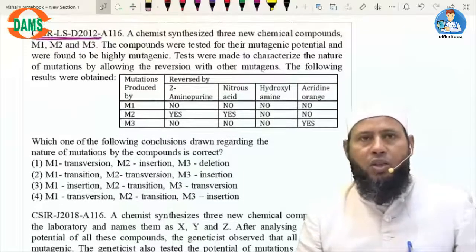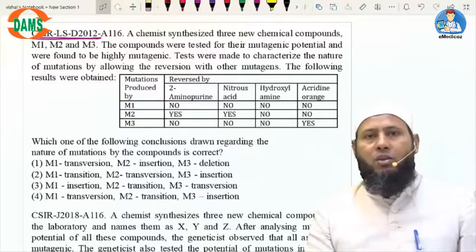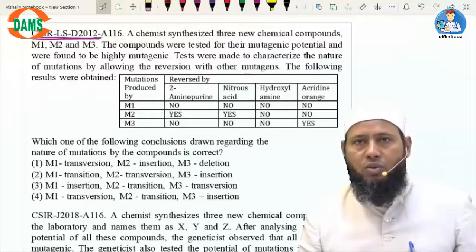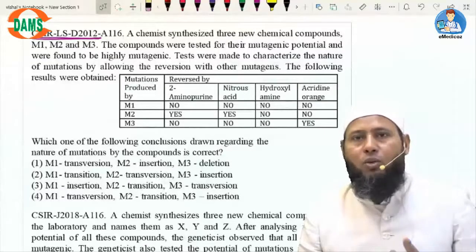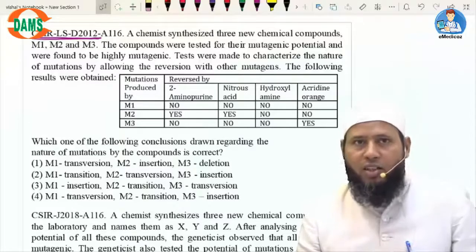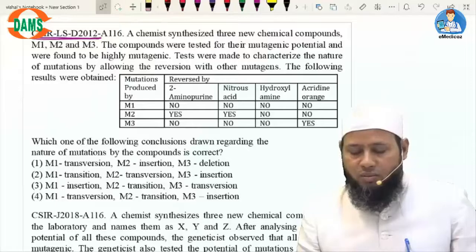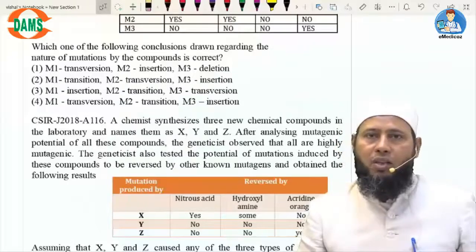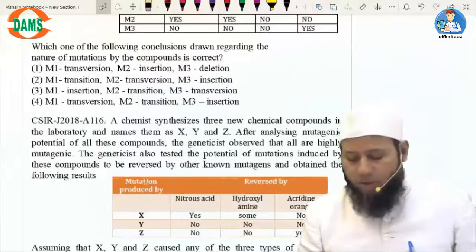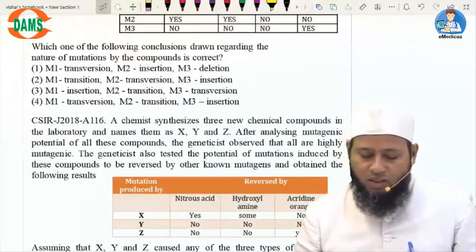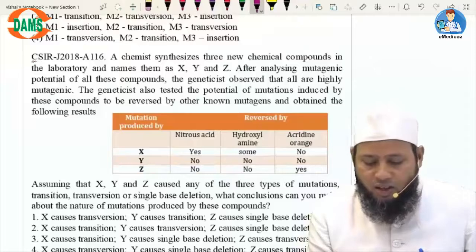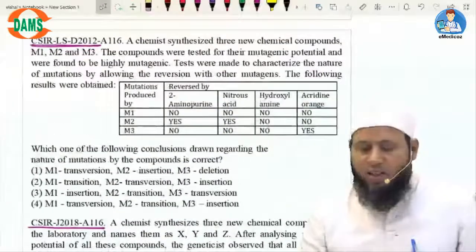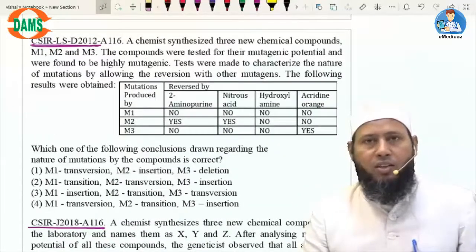Chemical mutagens are tested and used for inducing mutations, and sometimes a second mutagen is used to assess or investigate the nature of another mutagen, to find out the mechanism of that mutagen, how it induces the mutation, in what way. A similar example was asked in 2018.